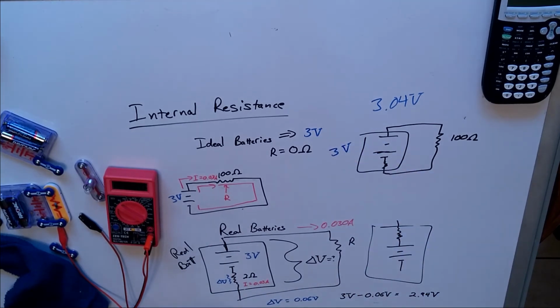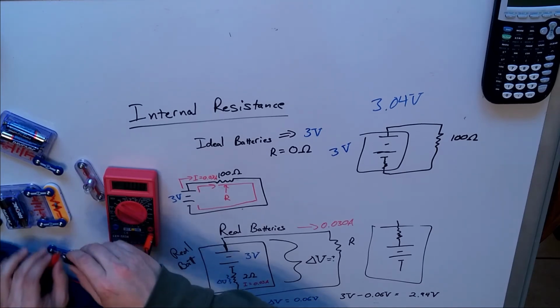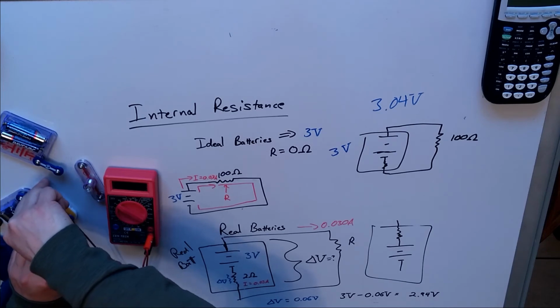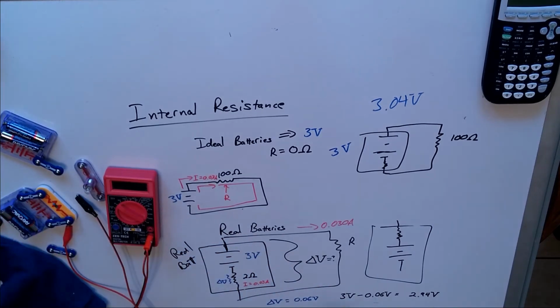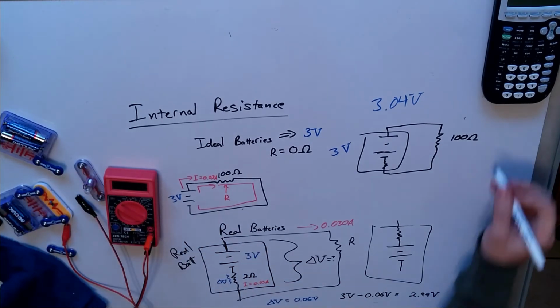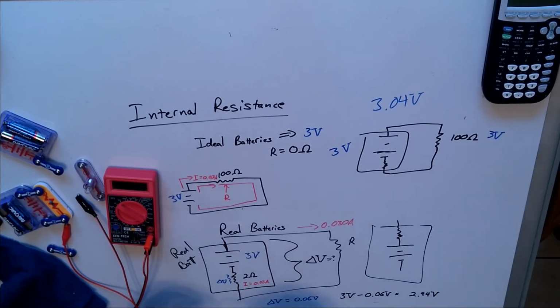Great. Okay, so let's double check that. Now that I've got that going, in fact, I should be careful not to leave that going, because this thing's just going to get warm. 3 volts. Okay, I've now measured it across the resistor, and the resistor is saying that it has a potential difference of 3 volts.